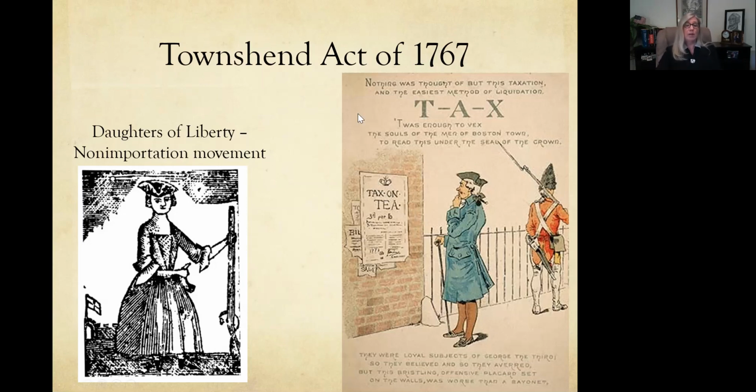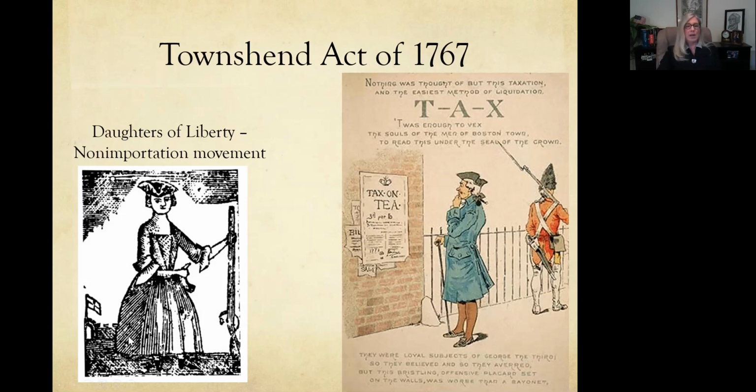Okay, now this is a pretty famous cartoon here. It's been used a number of times on the AP exam, representing the role that women played in the colonial revolutionary movement of boycotts. So women were not necessarily out during the American Revolution wielding a gun and fighting in battle, but their role was critical for the success of the revolution.